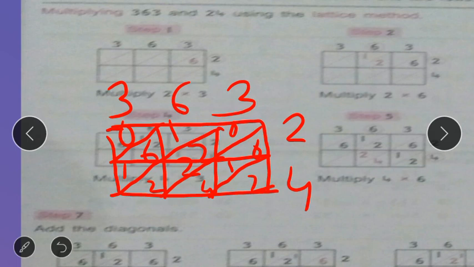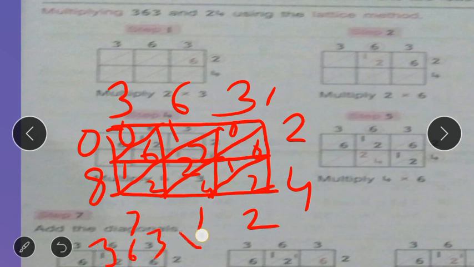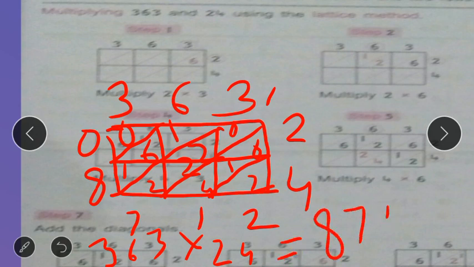Now you have to add the diagonals. Here in the first diagonal, 2 is there. Here 6 plus 4 plus 1 is 11. 1 will be carried here. 2, 3, 4, 5, 6, 7. Right? 4, 5, 6, 7. Check it. Now 6 plus 1 is 7, plus 1 is 8. 0. Hence the answer is 363 multiplied by 24 equals 8712. Is it correct, children? Have you seen? Yes, that is correct. That is given in your book, and it is the correct answer.